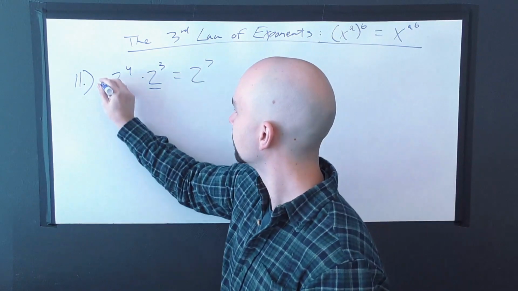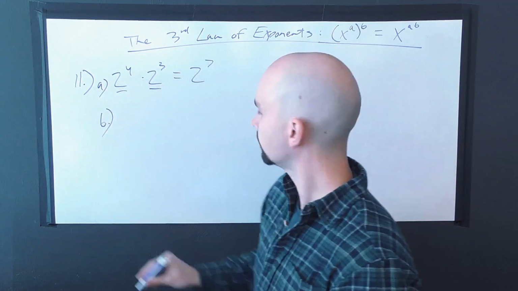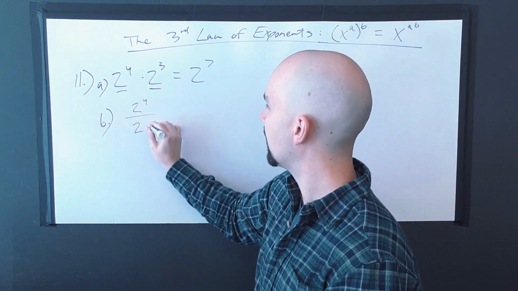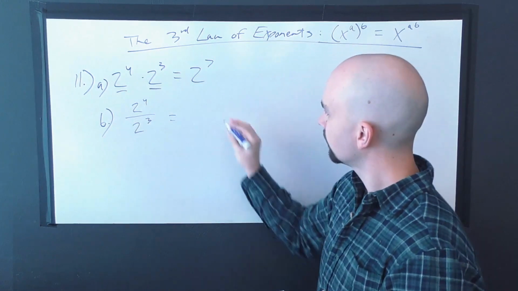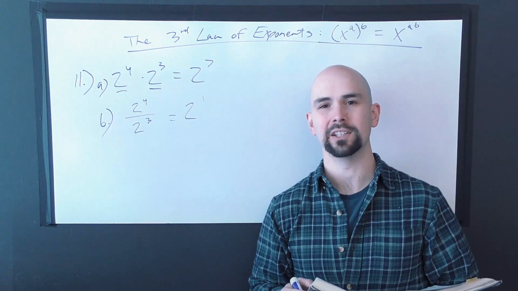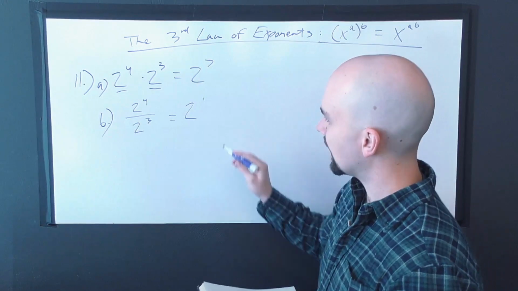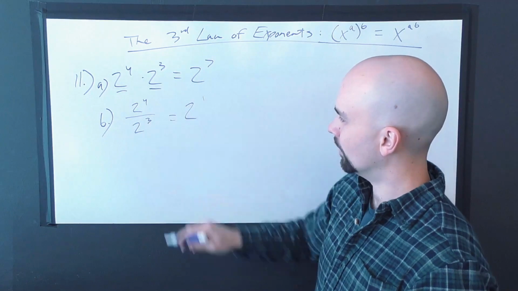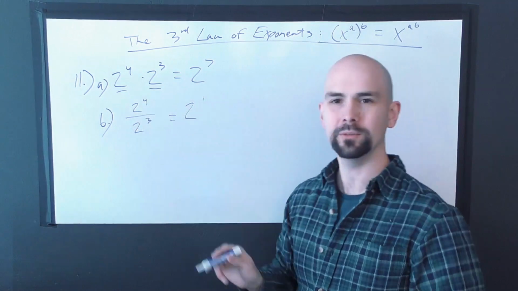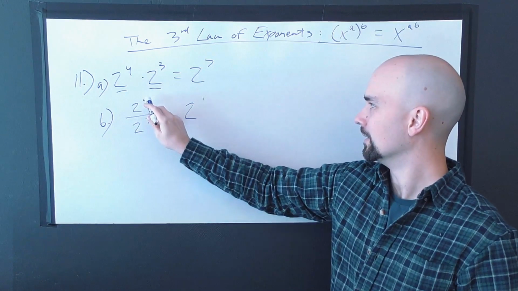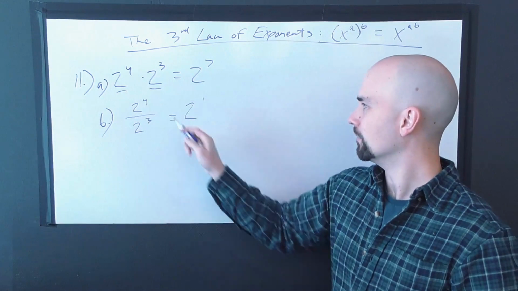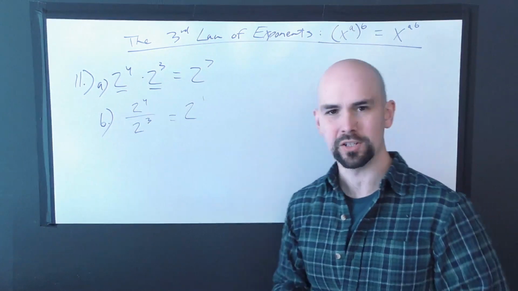All right, what about the next one? We have b. 2 to the power of 4 over 2 to the power of 3 equals 2 to the power of 1. So that is going to be true because of the second law of exponents, which says that when you're dividing one exponent by another, if they have like bases, for example, 2 and 2, then you can actually subtract the exponent in the numerator's value. You can subtract the denominator from it. So 4 minus 3 equals 1, and that checks out.